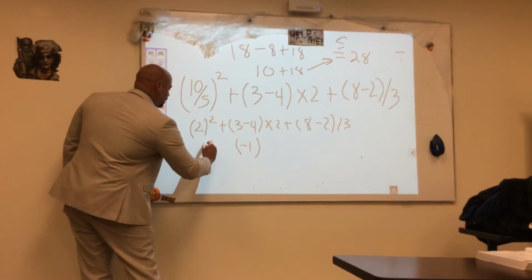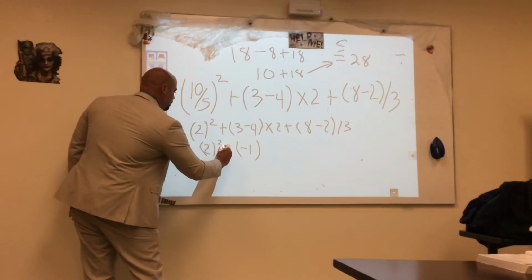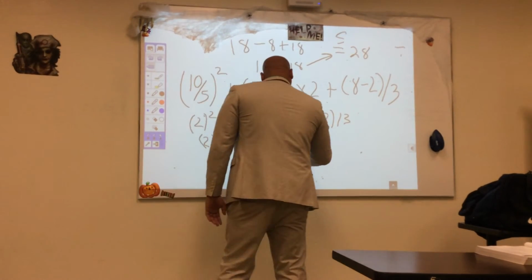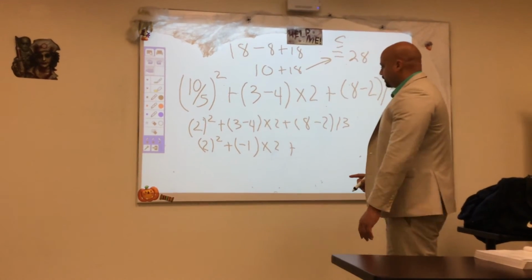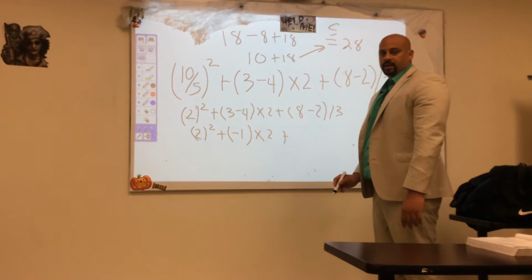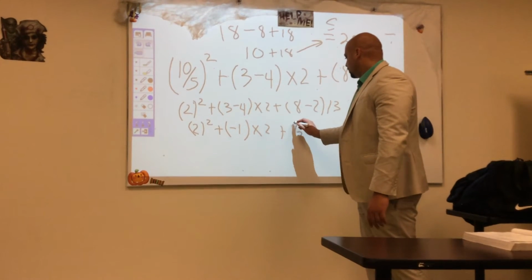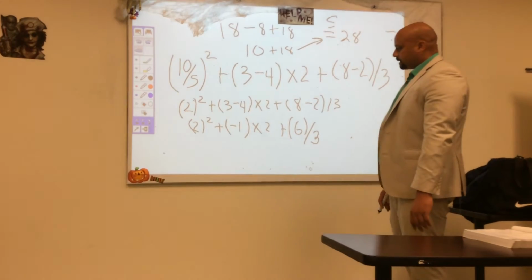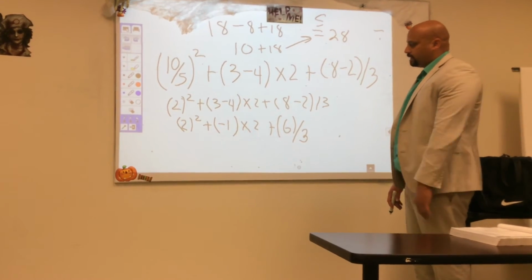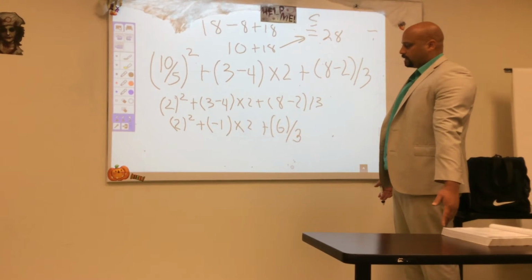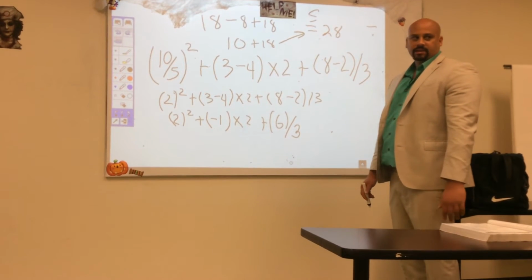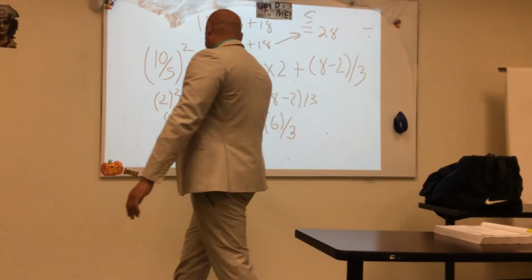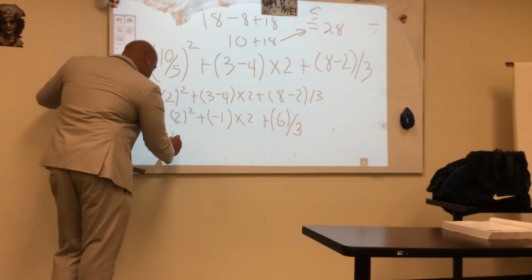So now we're going to have, again, 2 squared plus a negative 1 times 2 plus, do we have another parentheses? Yes. So what's 8 minus 2 make? 6. So 6 is 6 divided by 3. What's the next thing we do? We got please excuse my dear Aunt Sally. We're pretty much done with the parentheses, right? So what's next? So what's the exponent? 2 squared makes what? So we got 4.